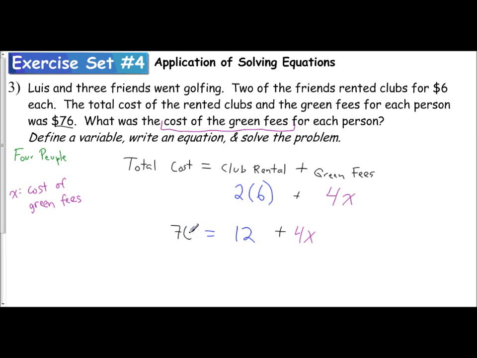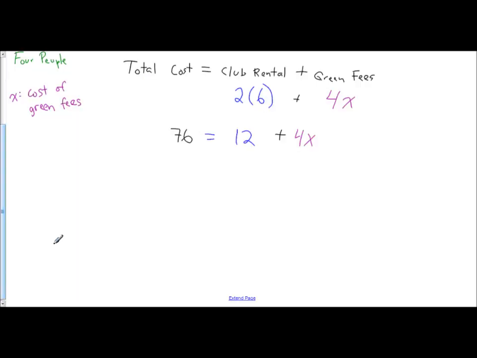And because I'm very picky when I write my equations, I like it to be looking nicer in standard form. So I'm just going to rewrite it. 4x plus 12 equals 76. Just looks nicer with the variable on the left side written in standard form. Now I would solve. So I would subtract 12 and I would get 4x equals 64. Divide by 4, and you would get 16.